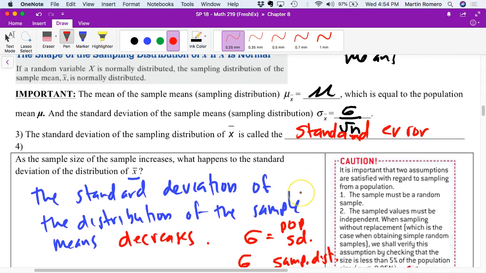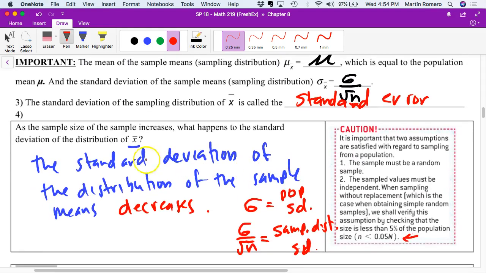That leads us to another important conclusion, which we see in the notes here. As the sample size increases, what happens to the standard deviation of the distribution, the standard error? The standard deviation of the distribution of the sample means decreases. Again, the standard deviation of the distribution is called the standard error. Make sure you make a note of that.